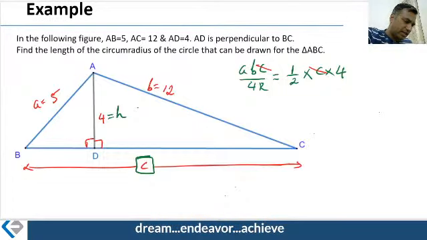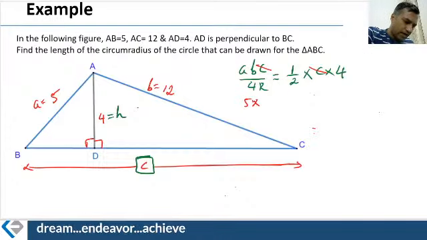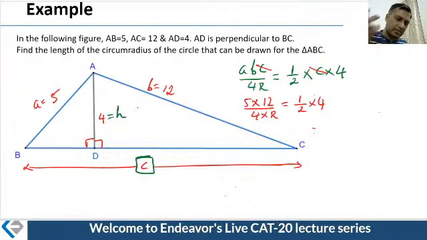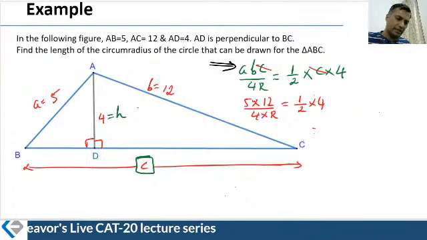Do I know the values of A and B? Yes, the value of A is 5 and the value of B is 12. 4 times the circumradius is equal to half into 4. Did you get the value of the circumradius from here? Yes, because C has no importance there. My point here is, as long as you are able to recall that area can be written as ABC divided by 4R, your life has been sorted.